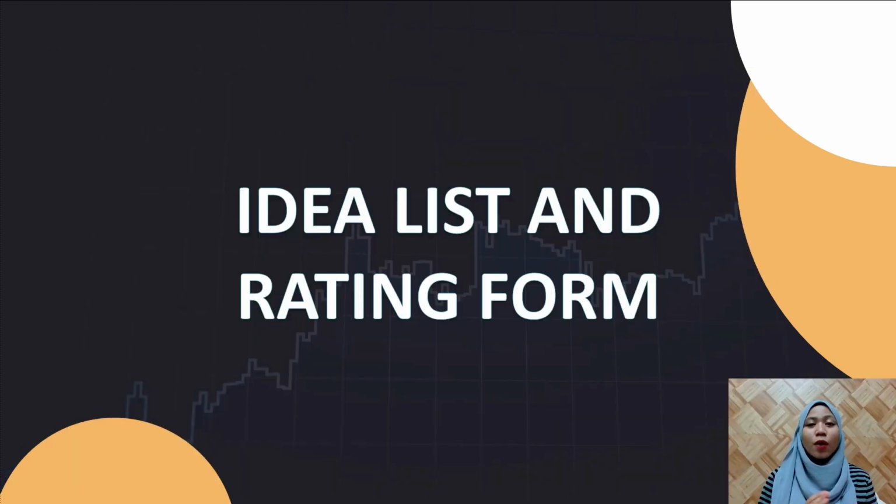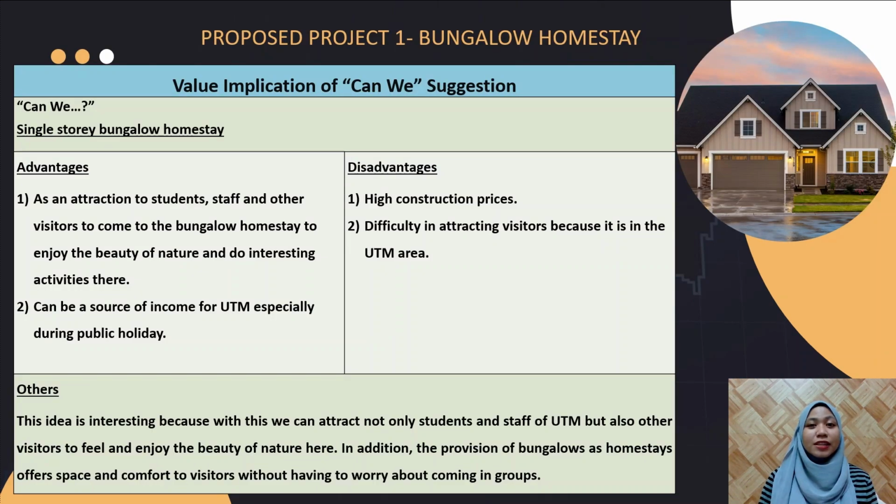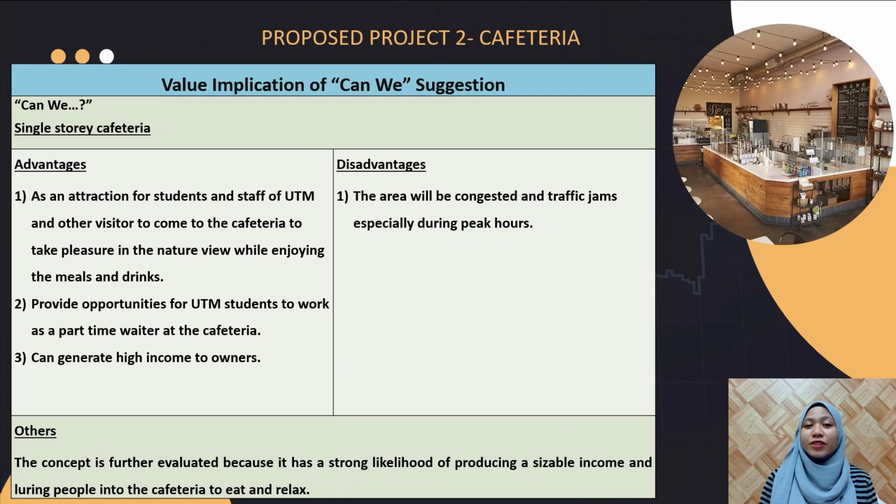Now I will explain about the idea list and rating form. The first proposed project is the bungalow homestay. This idea is interesting because with this we can attract not only students and staff of UTM but also other visitors to feel and enjoy the beauty of nature here. In addition, the provision of bungalows as homestay offers space and comfort to visitors without having to worry about coming in groups. The second proposed project is the cafeteria. The concept is further evaluated because it has a strong likelihood of producing a sizable income and luring people into the cafeteria to eat and relax.